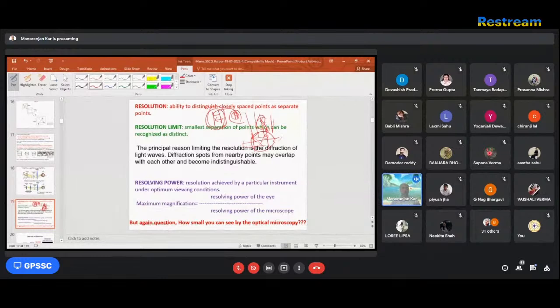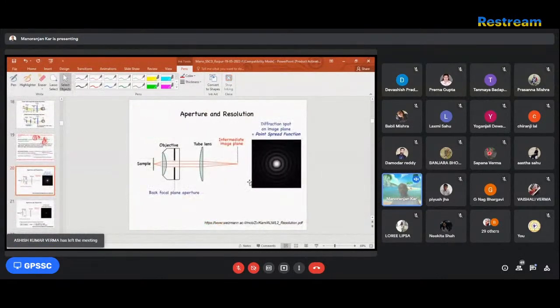Okay, resolving power. Now the real story of the eye: the resolution achieved by a particular instrument, either an optical or electron microscope, under optimum viewing conditions, that is maximum magnification, is the resolving power of the eye divided by the resolving power of the microscope. So this is important. But again, the question is, how small can you see with optical microscopy?